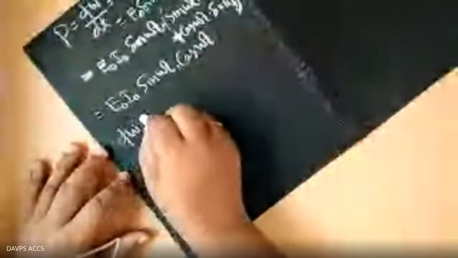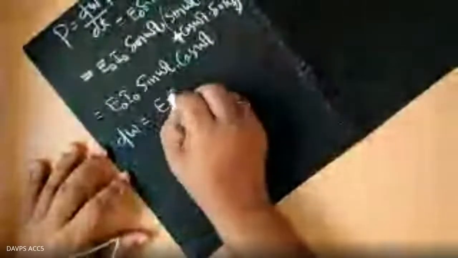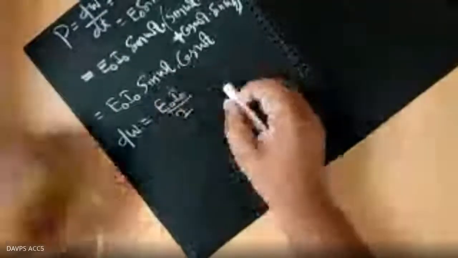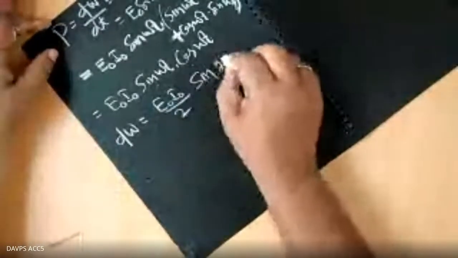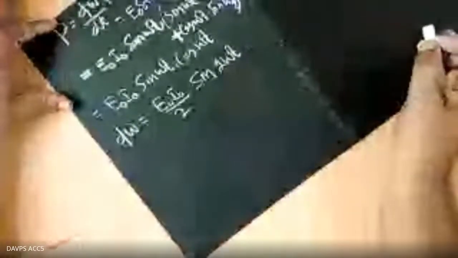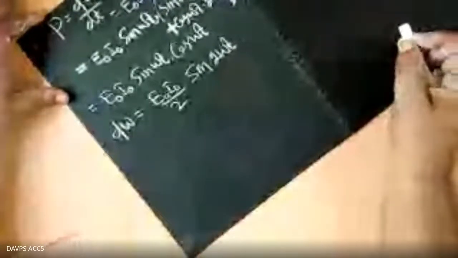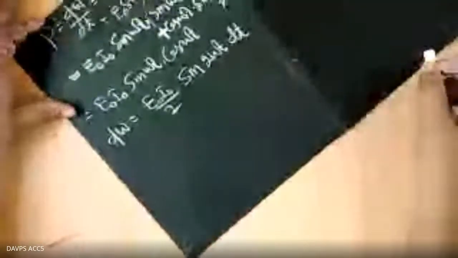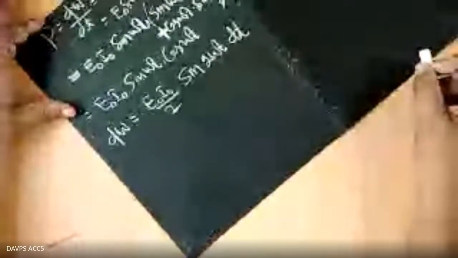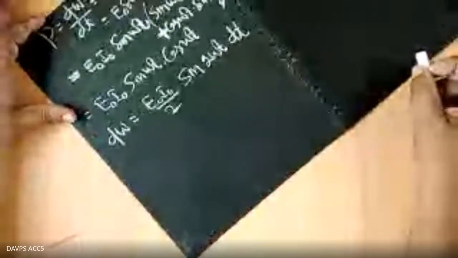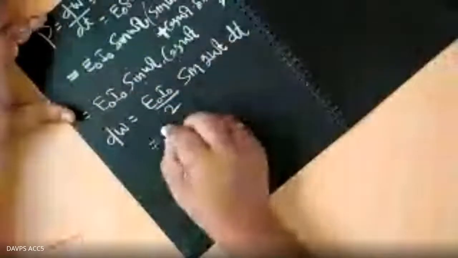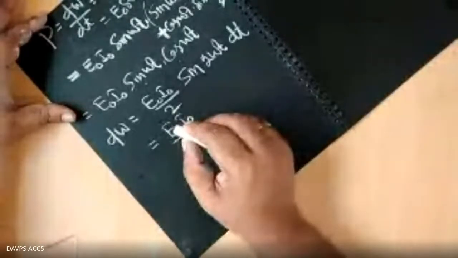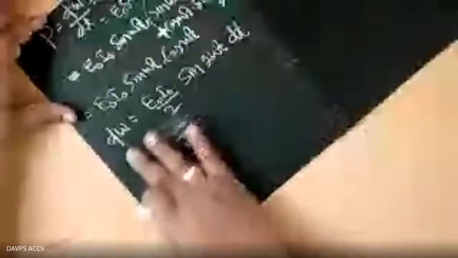So dW will be equal to E naught I naught sin omega t cos omega t dt. I am multiplying by 2 and dividing by 2, so 2 sin omega t cos omega t becomes sin 2 omega t. So dW equals E naught I naught by 2 sin 2 omega t dt. If you take the integration, you can calculate W directly here. Right? So what will be the W?